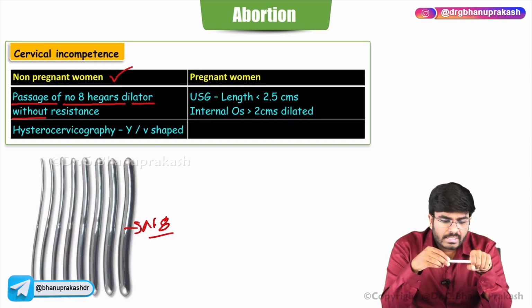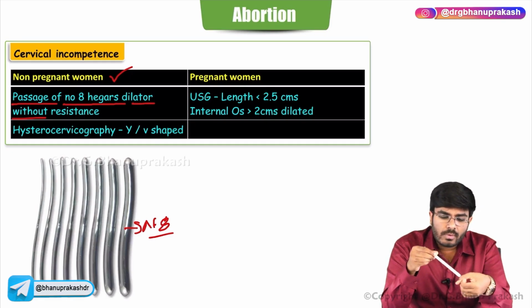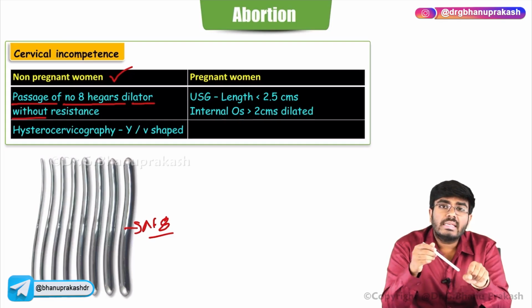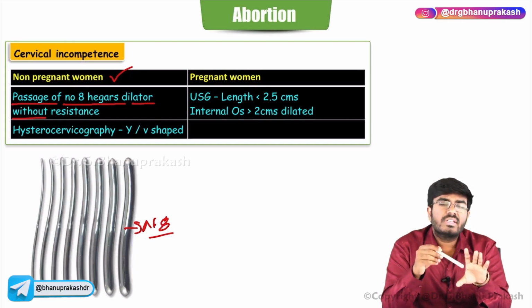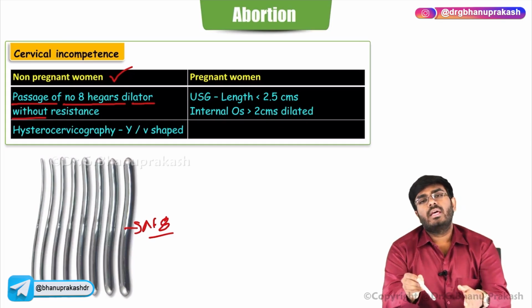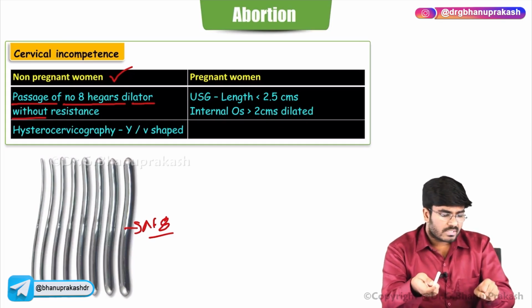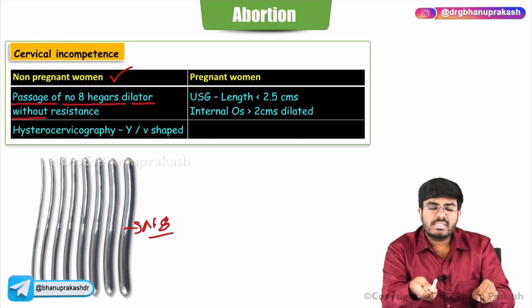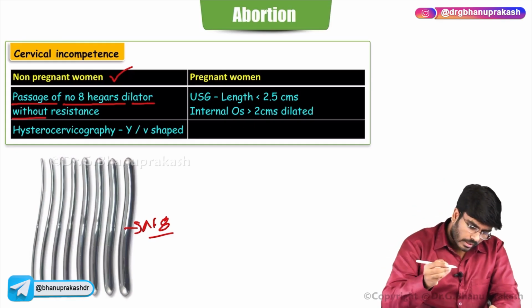Now this dilator is easily passing, so the cervical os is getting easily dilated. So if there is a pregnancy, definitely that will end up as an abortion. Why? Because the cervix is incompetent, it is easily getting dilated.